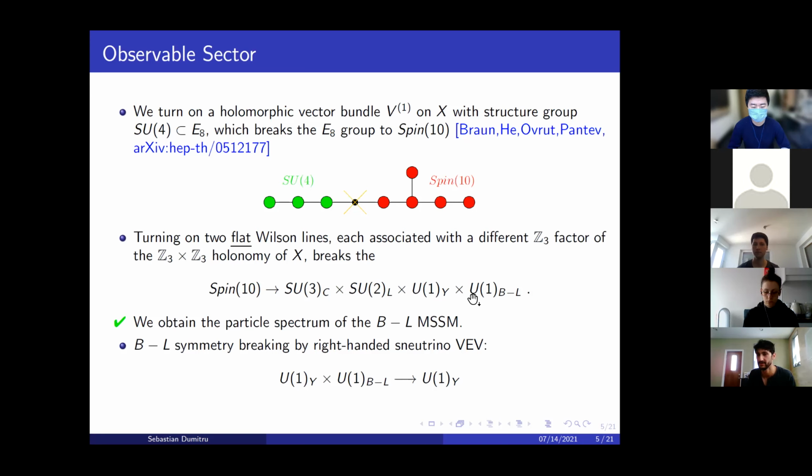This U(1) extension is phenomenologically interesting because it gives a string theory explanation for the conservation of R parity. This B minus L is then later broken by a right-handed sneutrino vev. So we get the usual standard model hypercharge group. But this phenomenology is very interesting, but it's not what we're interested in for the moment.